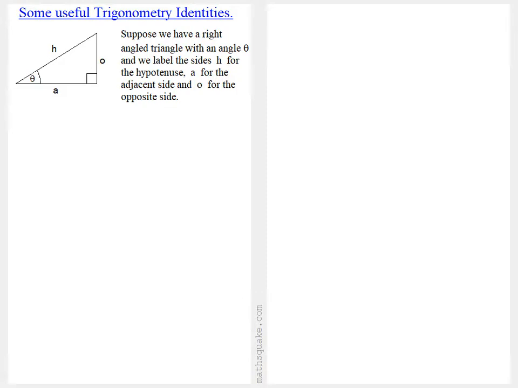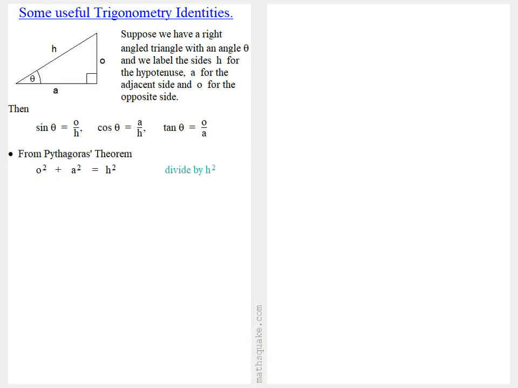Then we have the sine of theta is the opposite over hypotenuse, so o over h. Cosine of theta is a over h, the adjacent over the hypotenuse. And tangent of theta is o over a, the opposite over the adjacent. And so from Pythagoras' theorem we have o squared plus a squared equals h squared.